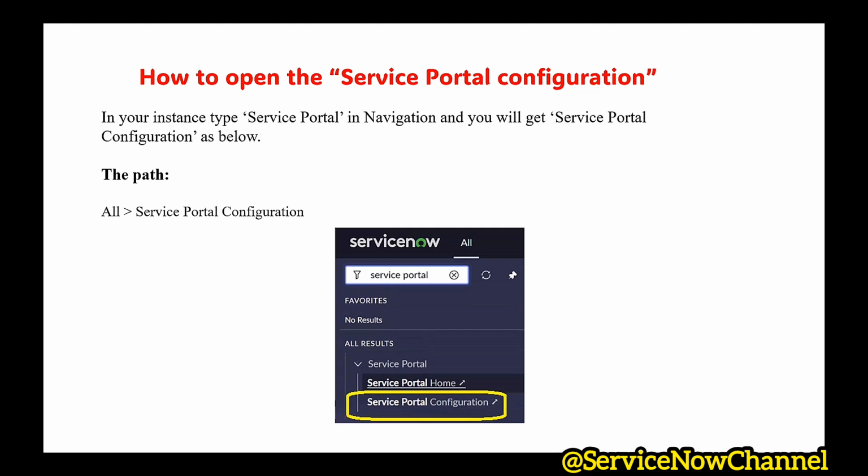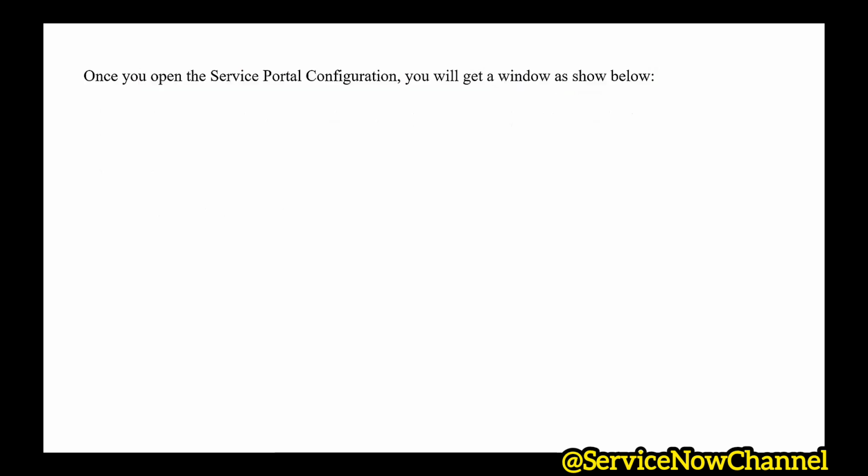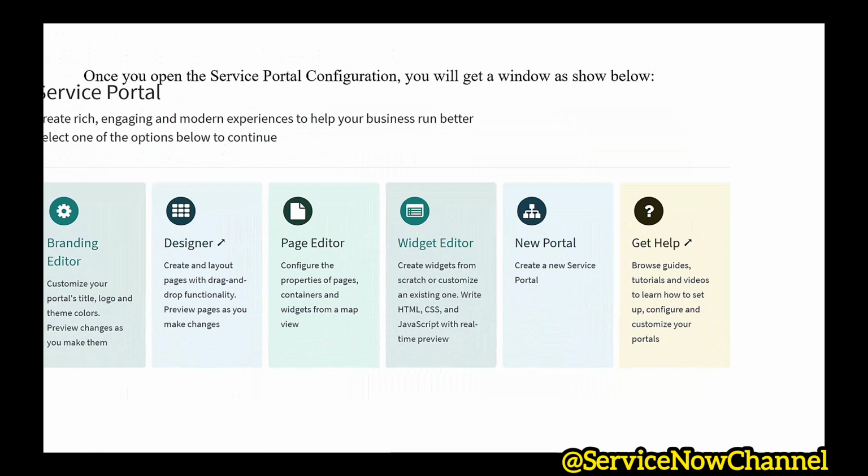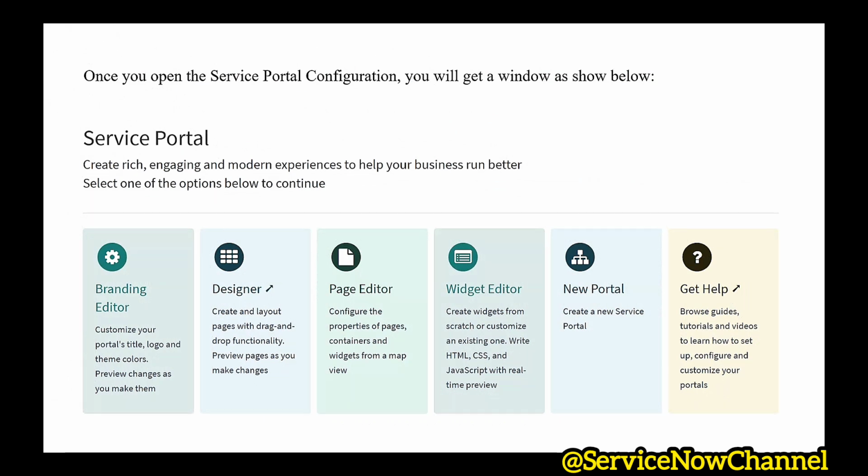So just go to All, and in the navigation, just type service portal. There you will find Service Portal Configuration. Just click that to carry out your activities related to service portal. If you click that, you will get a window. This is the window which you will get while clicking on Service Portal Configuration.